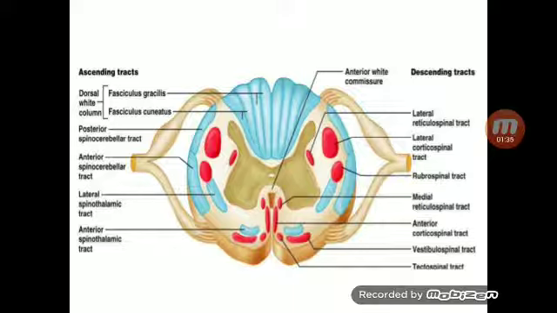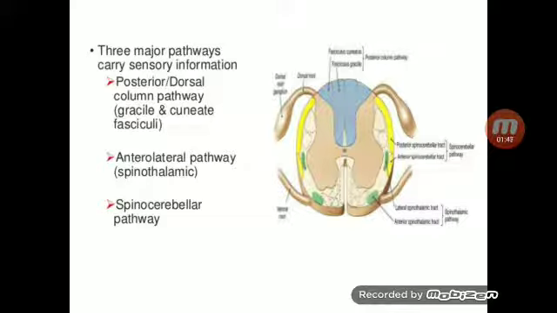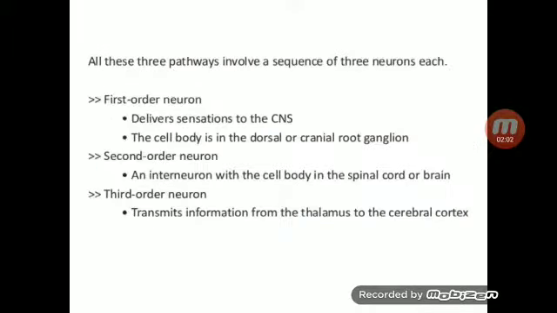Broadly, ascending tracts are classified into three pathways. First one is the dorsal column pathway, also known as the dorsal column medial lemniscus system. Second one is the anterolateral pathway, also known as the spinothalamic pathway. Third one is the spinocerebellar pathway. All these three pathways involve a sequence of three neurons each.